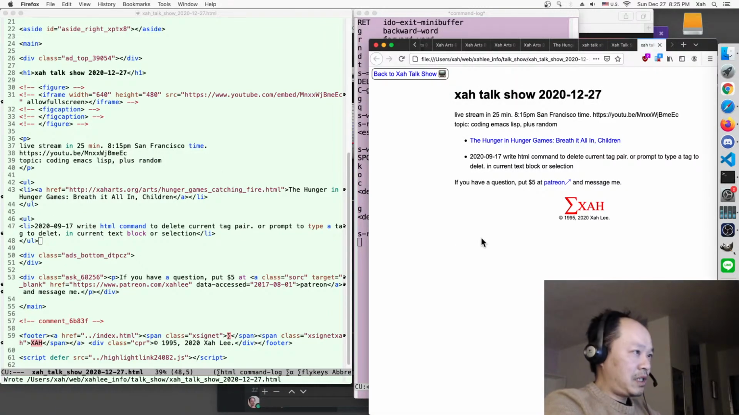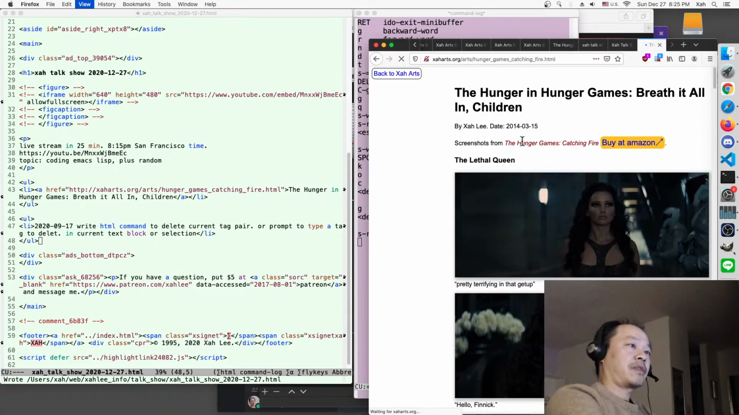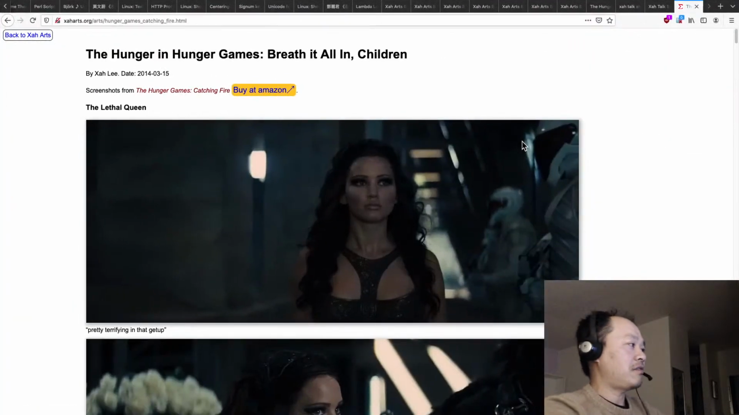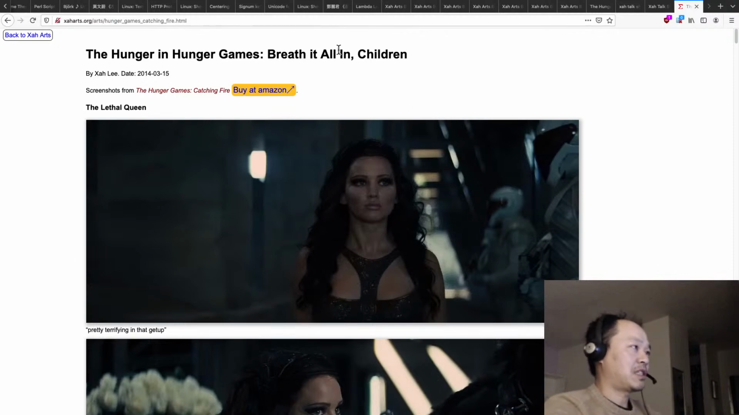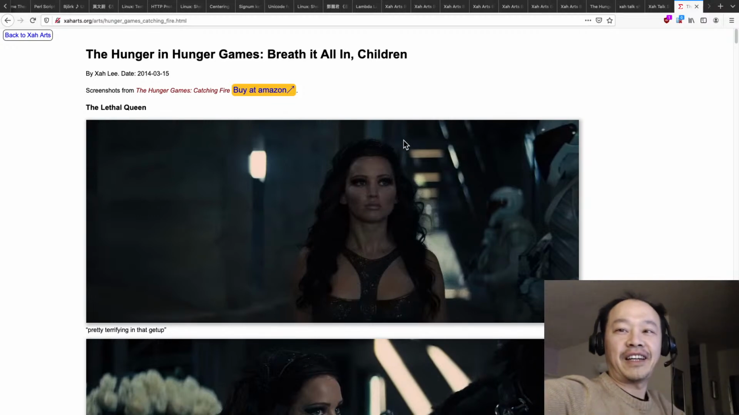You might be wondering what the background image is. The background image is from this fantastic movie, The Hunger Games. The Hunger in Hunger Games. Breathe it all in, children. Now I love this.